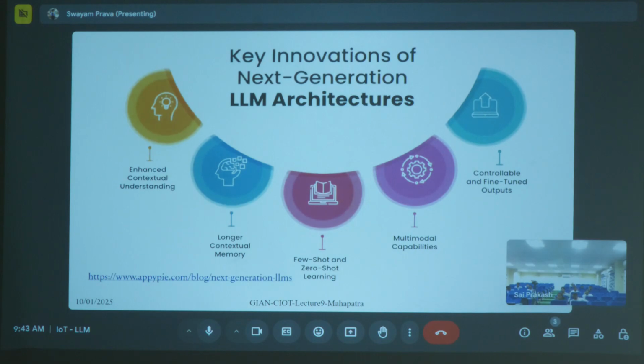Now, modern LLMs are more advanced than ever due to their key innovations. So these are the 5 key innovations. Enhanced contextual understanding is the first one.